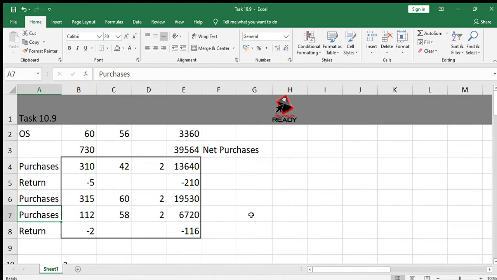Okay, so in task 10.9, it's structured a little bit differently to the other two tasks. You'll find with these questions that there's often a different structure. You've got to sift out the information in whichever way it's given to you.